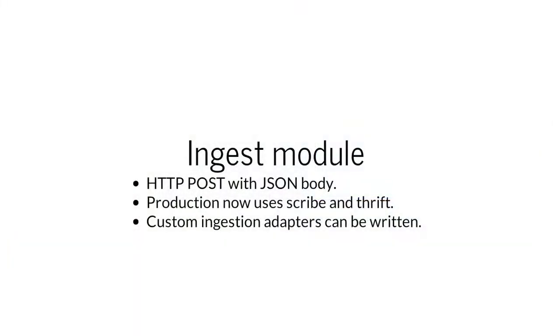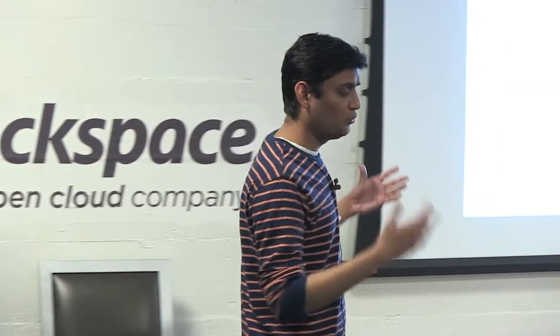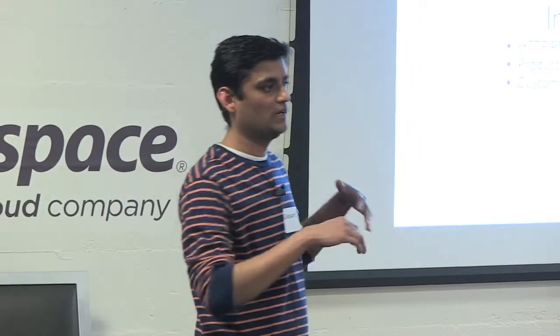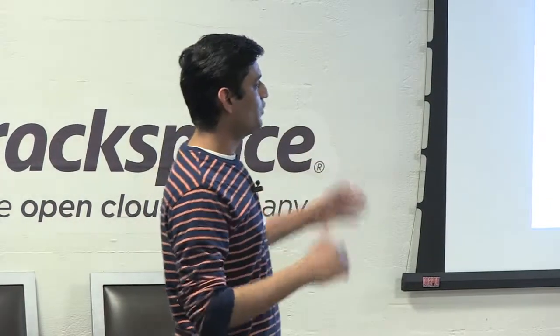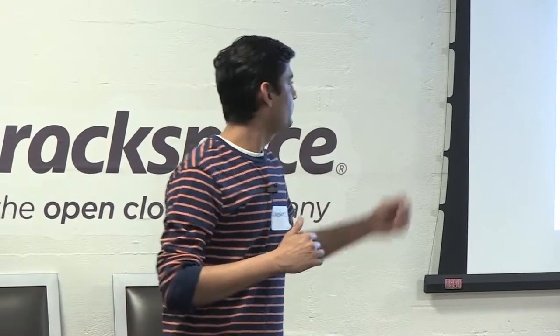Like I said, for the ingest module, you would pretty much use an HTTP post with a JSON body. I'll show you some examples in forthcoming slides. But production today uses Scribe, which is what cloud monitoring uses for all its data. The alerting system also sits on top of Scribe, so we wanted to just piggyback on the stream. We use Scribe today with Thrift. And you could also write custom ingestion adapters if you want. If you don't want HTTP or Scribe, you can write your own adapters.